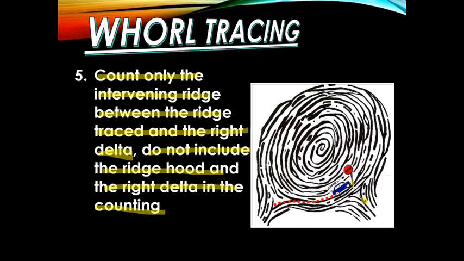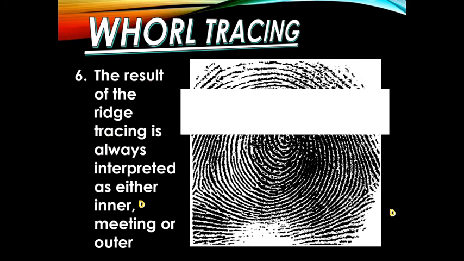So in this example, we only have 2 that have been touched or crossed if we draw an imaginary line between the last ridge and the right delta. The result of the ridge tracing is always interpreted as either inner, meeting, or outer whorl.